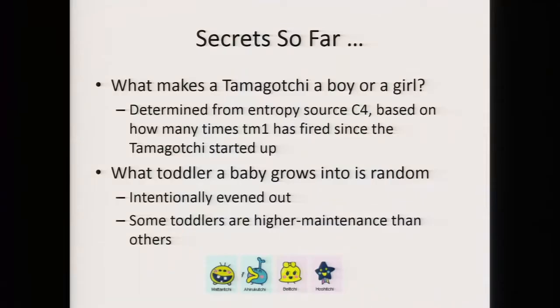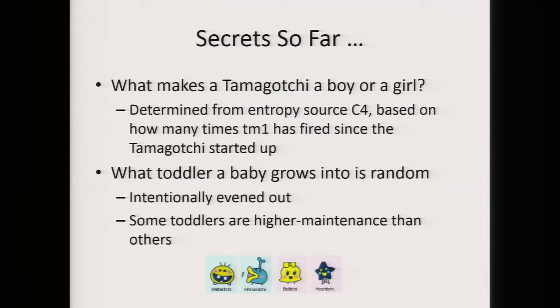So I was able to figure out a few secrets. One was, what makes a Tamagotchi a boy or a girl? And I found out that there was an entropy source, C4, that is based on how many times a timer 1 has fired. And basically, this is what determines whether it's a boy or a girl. So when you're starting up your Tamagotchi, the instant at which you press the button to enter your name, that's what seals your Tamagotchi's fate.